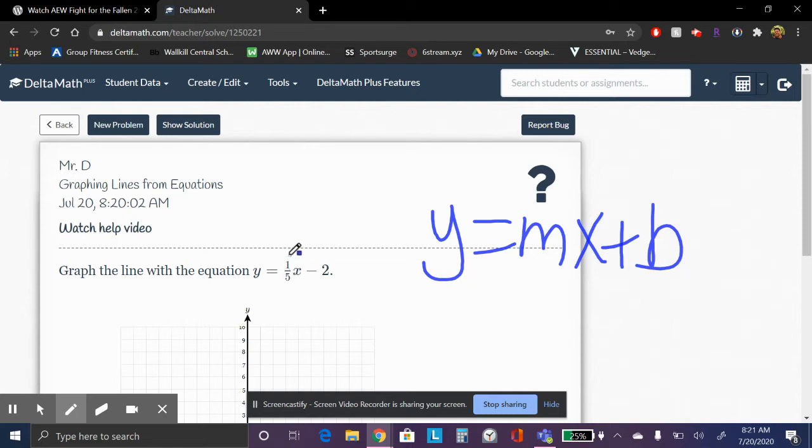So we know how to figure out slope. We know how to figure out the change in the y values over the change in the x values. So this number right here is going to determine where we are going to graph our next point on our line.